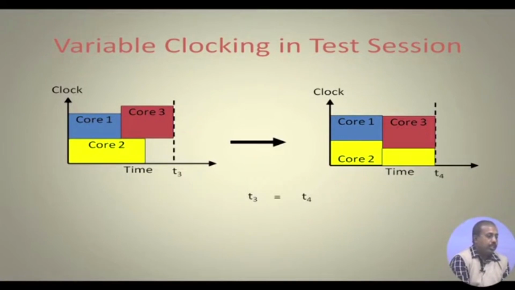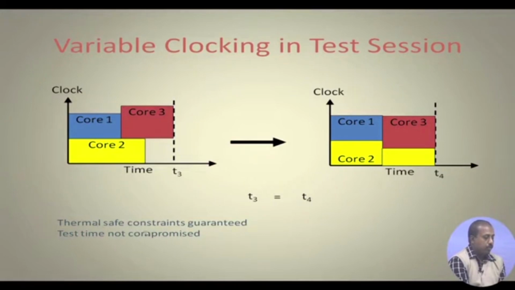However, in the second case we have got a situation like this. Core 1, core 2 and core 3, the original schedule was like this, and then what we try to do is reduce the frequency of core 2 after it has gone up to this much. As a result its time increases, but I get some facility in the power part. So there may be a thermal violation here, while thermal safe constraints are guaranteed in the other. Test time is not compromised.